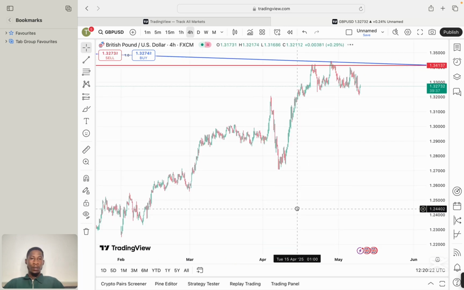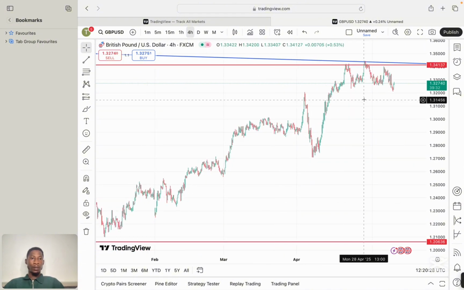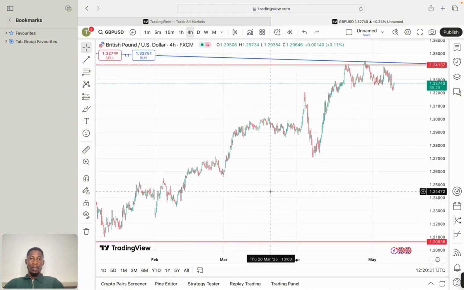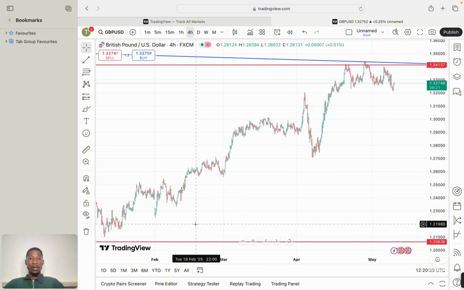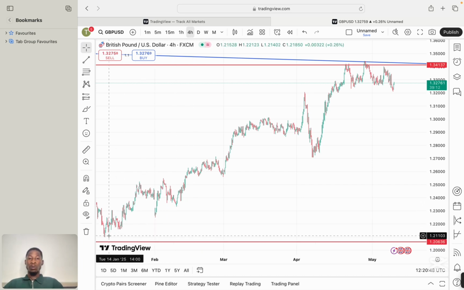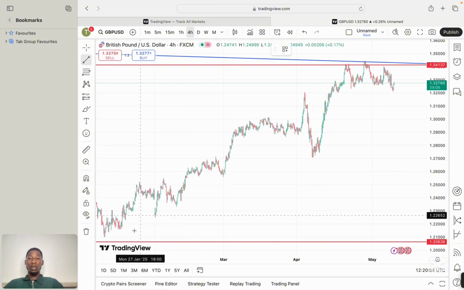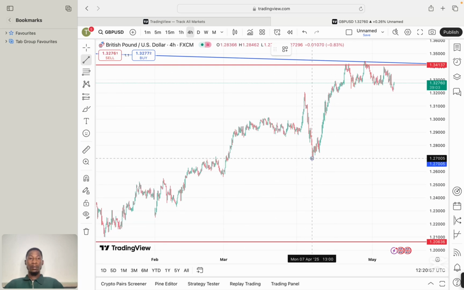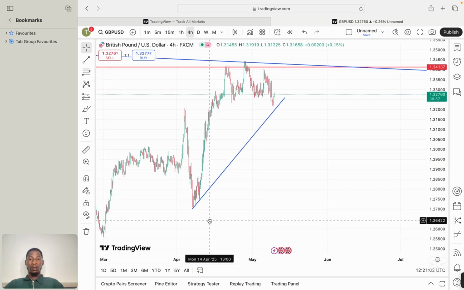So on the 4-hour time frame, you can see what the market is doing. You see, on the overall trend, this market was bearish and it has gotten into a ranging market after being bearish. So we are looking for an opportunity to still trade in a ranging market. All right, so I'll draw another trend line here. I think I'll just draw the trend line.